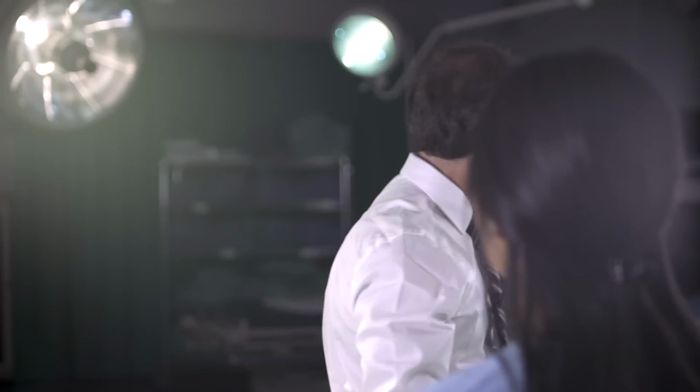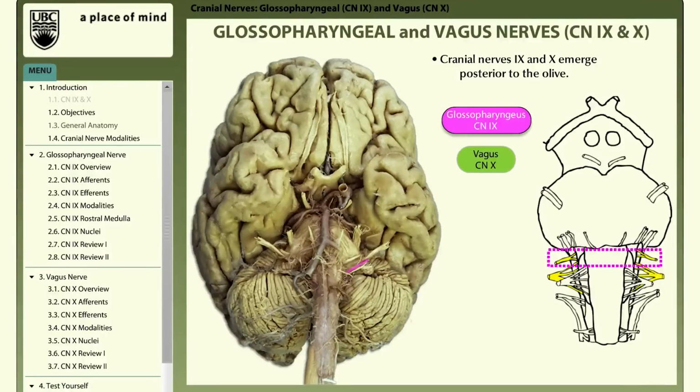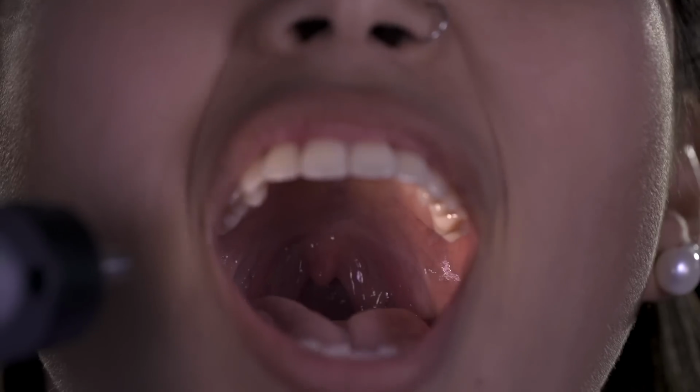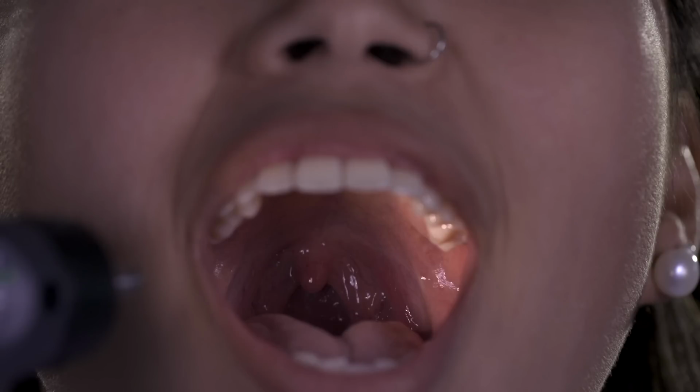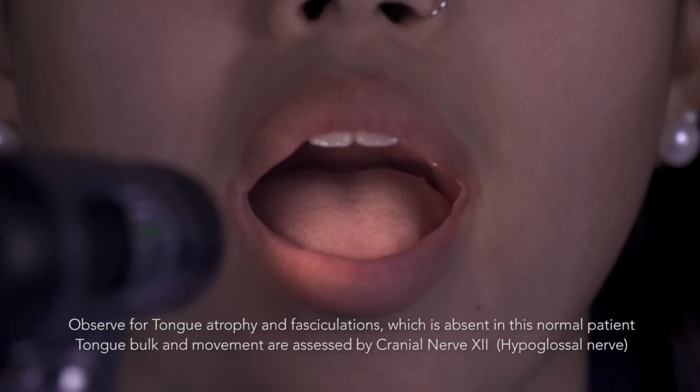So I'm going to look in her mouth. Isabel, I want you to open your mouth for me. I want you to say ah. Look for symmetric palate elevation, and the uvula stays midline when she says ah. And then I watch her palate elevate symmetrically. While I have her mouth open, I'm looking at her tongue. It's nice and quiet. It's not moving around. No atrophy noted.